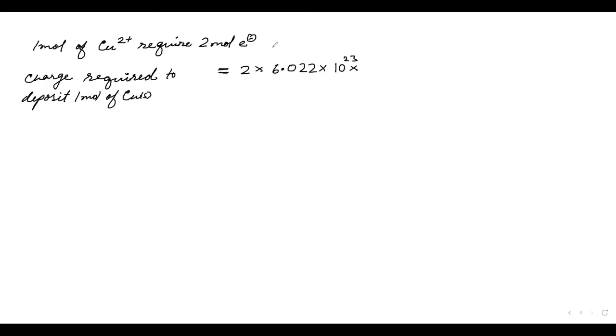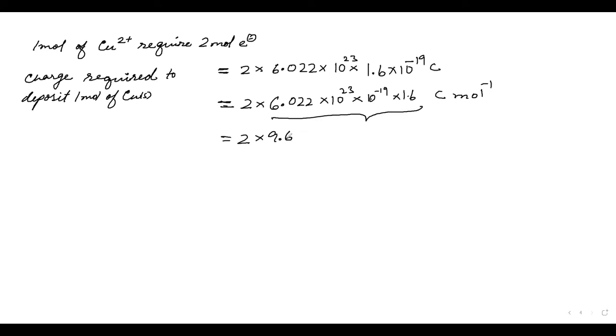And what is the charge on 1 electron? You don't remember? Okay, fine, it's okay. 1.6 into 10 to the power minus 19 coulombs. So 2 into 9.63 into 10 to the power 4 coulombs per mole, which is 96300 coulombs per mole. Now, do you recognize this number? No, sir. This is 1 Faraday.